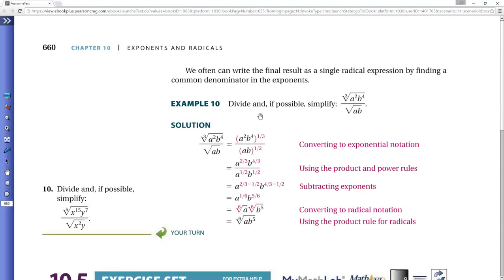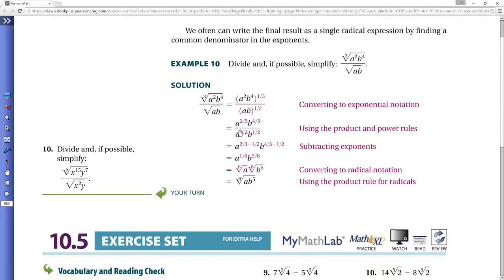Example 10 is just dealing with division now. So we convert these radicals to exponents, and if we have like bases, and in this case you think, well, maybe not, but I can distribute this 1/3 power over these exponents because it's a power of a power. So this really ends up to be a to the 2/3 power, b to the 4/3 power. Hey, guess what? Now I have like bases. Here's an a and here's an a, here's a b and a b.